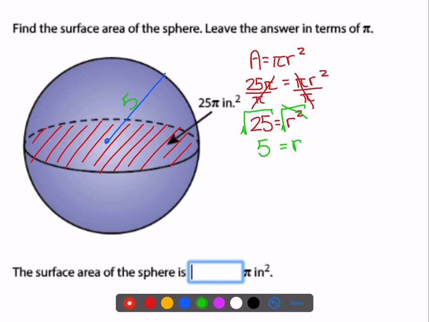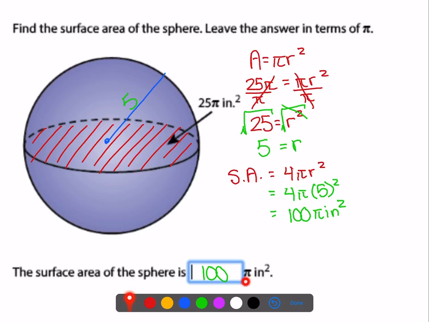From here, we can plug that into the surface area formula for a sphere. Well, for a sphere, we have surface area is equal to 4 pi r squared. We know that our radius is 5, so this gives us 4 pi times 5 squared. Well, 5 squared is 25 times 4 will give us 100 pi inches squared. Now again, I only need the number. I don't need the pi or the inches squared because we're leaving our answer in terms of pi.